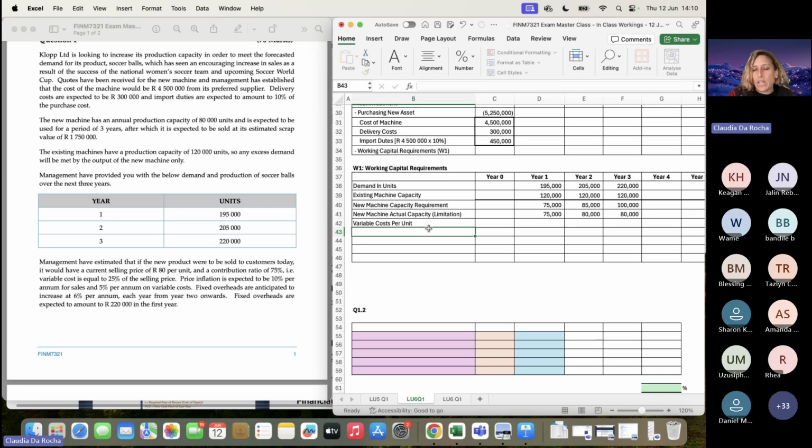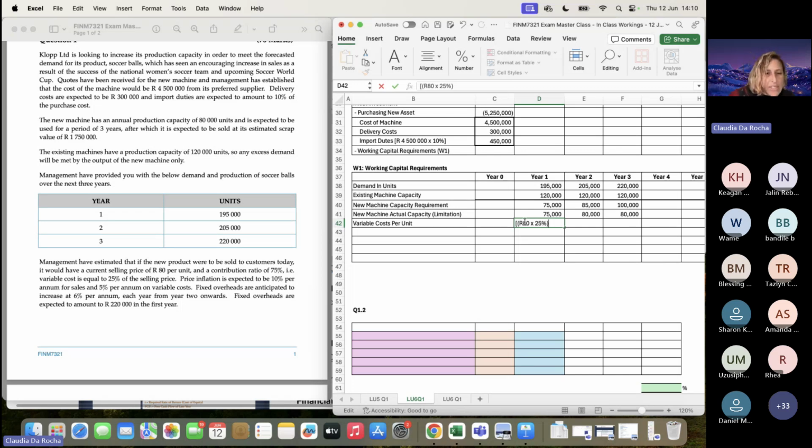Okay. So our variable cost per unit, if we have to calculate it in year 1, is going to be the 80 Rand per unit. So our calculation is going to be 80 times the 25%, because we said only 25% of the selling price is variable cost. And then we're going to say that that needs to be increased for inflation.